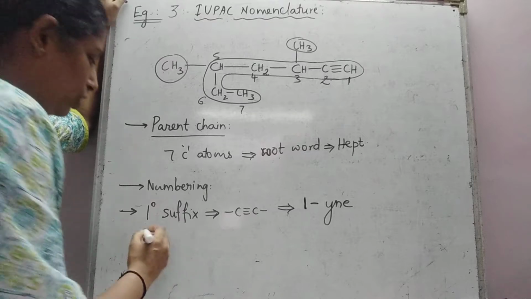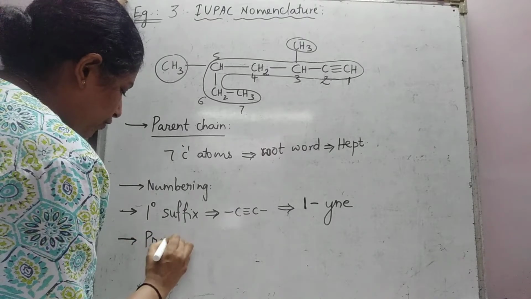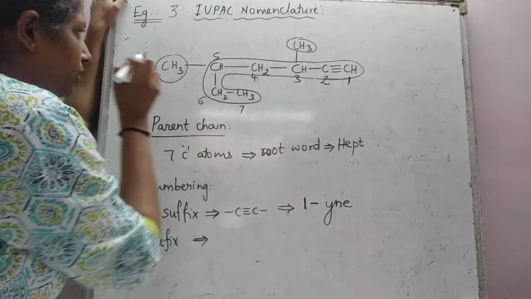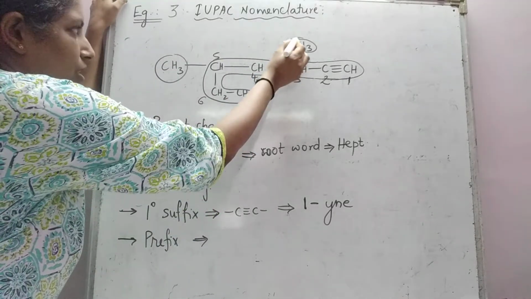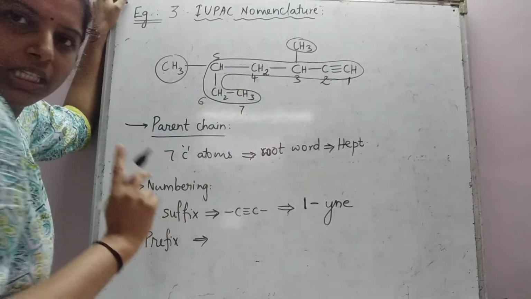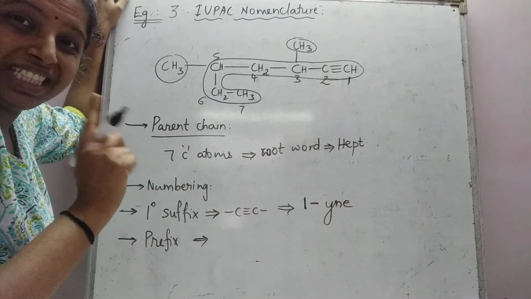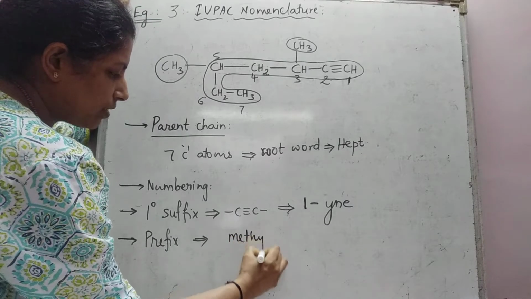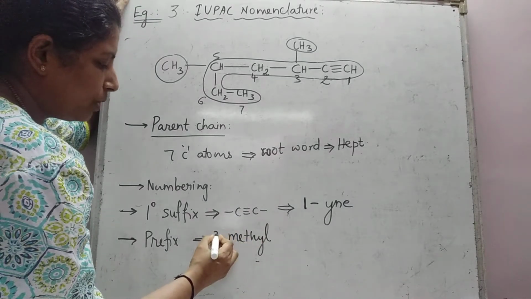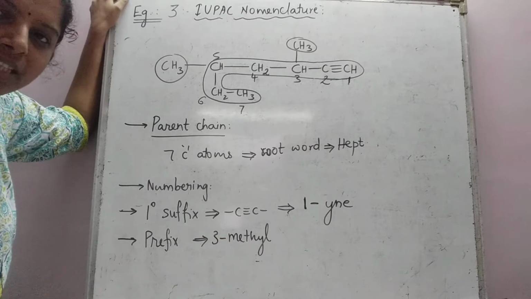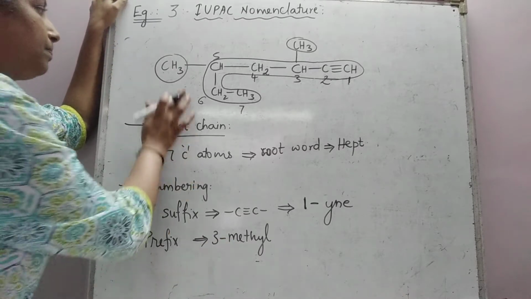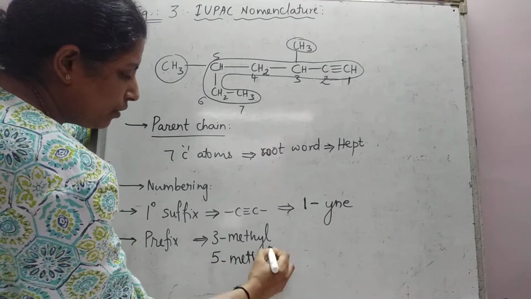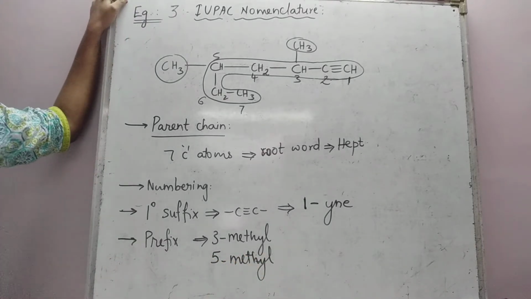Okay. Now coming to the prefix. The prefix is the name given to the branches. Now there are 2 branches. This branch is a 1-carbon hydrocarbon branch, or CH3 group. CH3 group is called a methyl group. This methyl group is present at the 3rd carbon atom. So 3-methyl is 1 branch, and there is one more methyl group present at the 5th carbon atom.